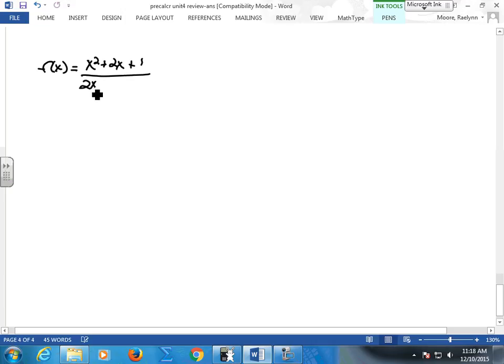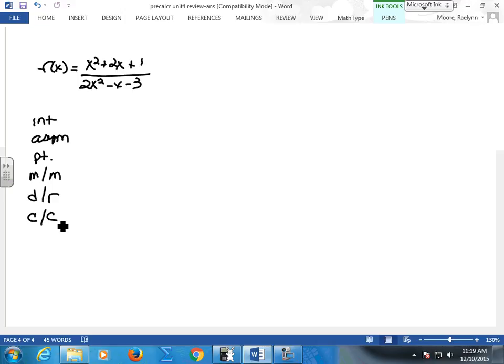This had you do everything. So this had you find the intercepts, the asymptotes, points of discontinuity, the max, the mins, the domain, the range, and the concavities. All right. So let's walk through this.